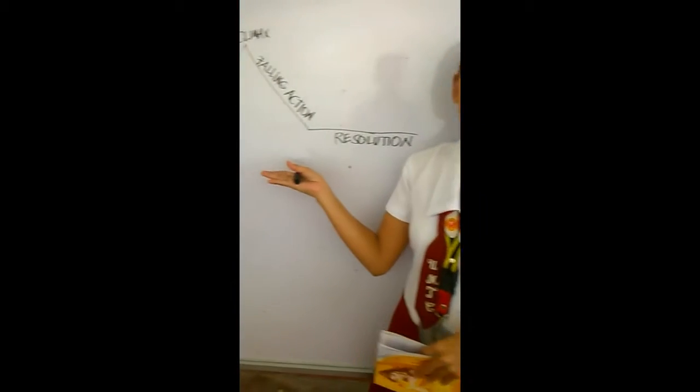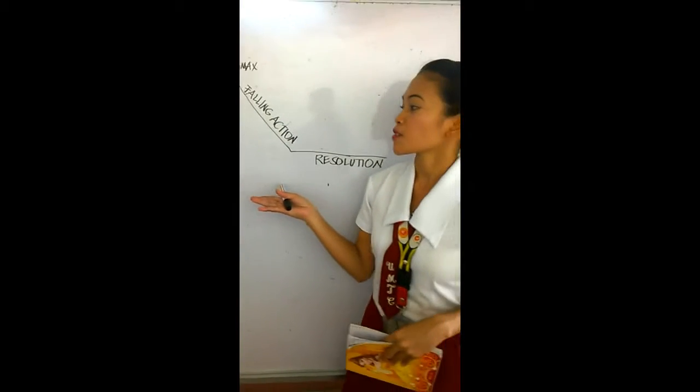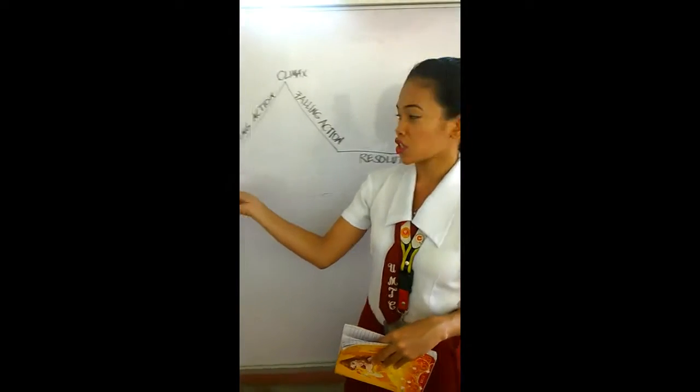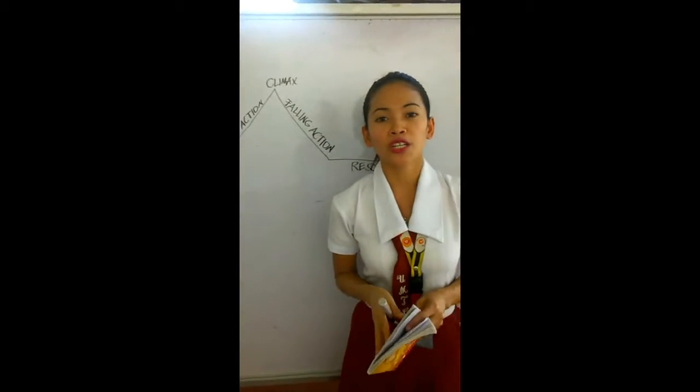Hello, I'm Mirna Sakasan and I'm going to present to you the five elements of plot structure. I have here the diagram of Gustav Freytag. First, we have the exposition. In exposition, the characters and setting are established. During this part also, the conflict or the main problem of the story is presented.